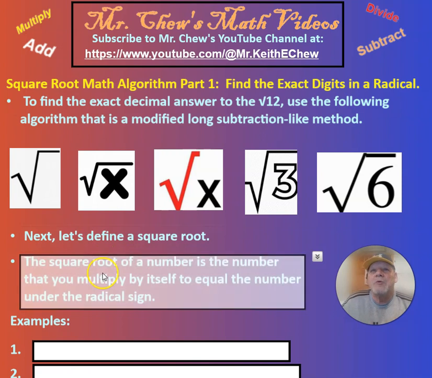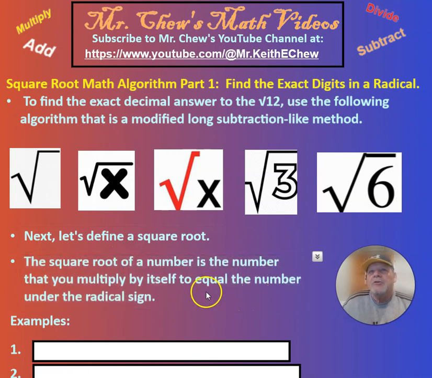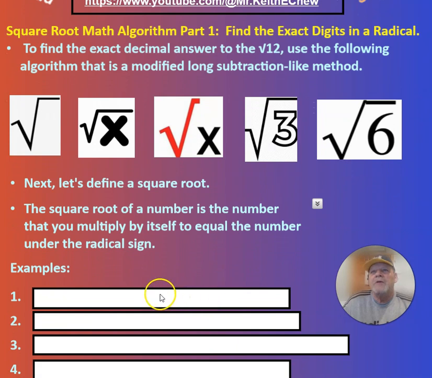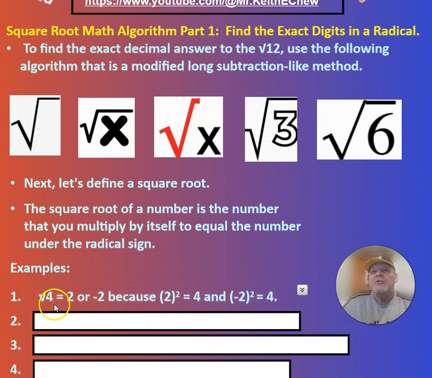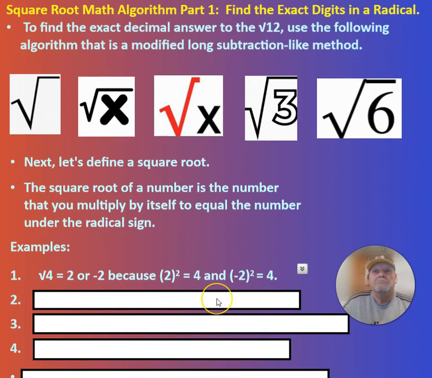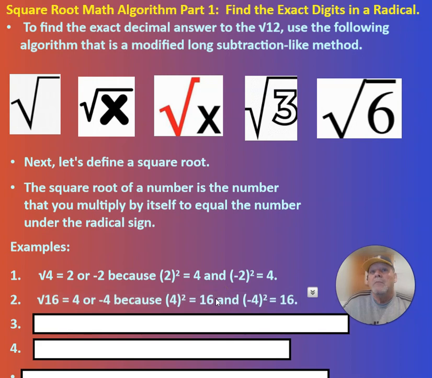So we're going to define what a square root actually is. The square root of a number is a number that you multiply by itself to equal the number under the radical sign. So let's look at a couple examples first off. The square root of 4 would be 2 or negative 2. There are two roots. Why? Because 2 squared equals 4 and negative 2 squared equals 4. And 4 happens to be what's called a perfect square.